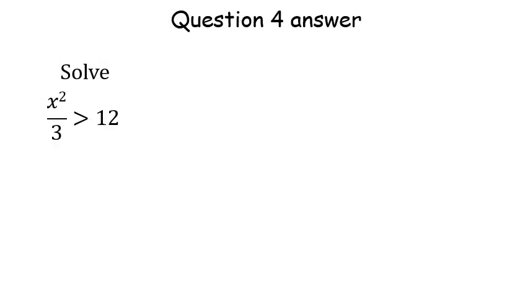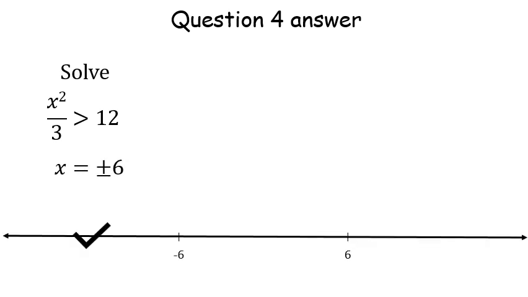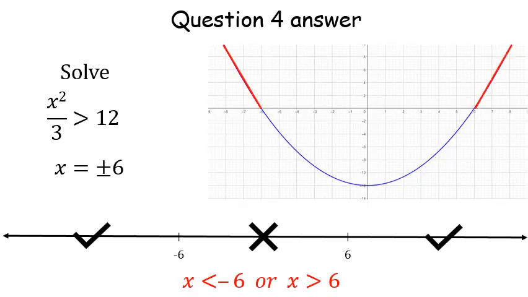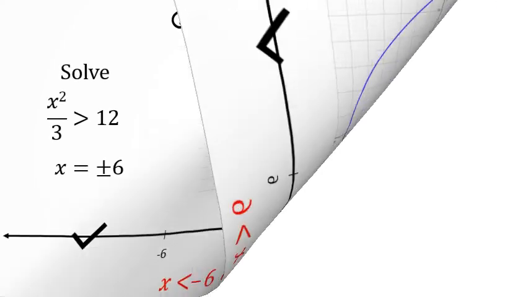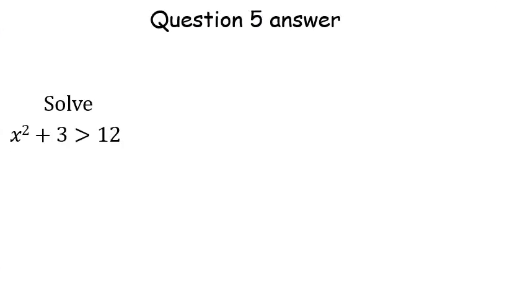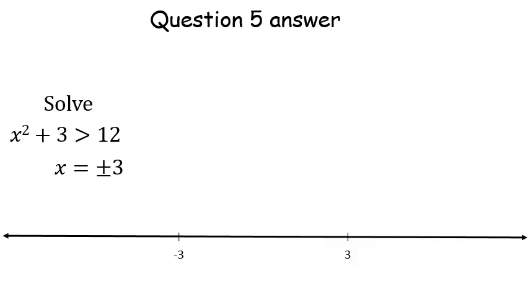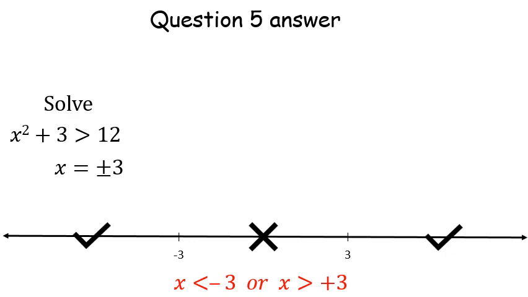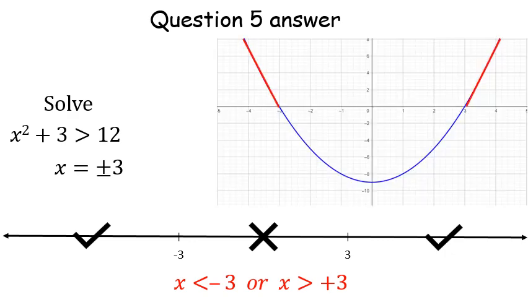Question 4. The critical points of this inequality are plus and -6. Checking the intervals in between them, we get x is less than -6 or x is greater than 6. Question 5. The critical points of this inequality are x is plus or -3. Checking in between them, we get x is less than -3 or x is greater than +3.